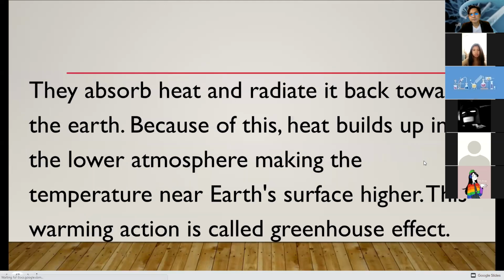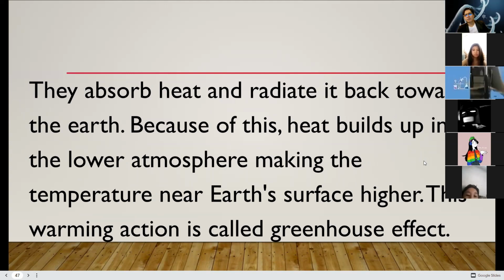Okay? They absorb heat and radiate it back towards the Earth. Because of this, heat builds up in the lower atmosphere, making the temperature near Earth's surface higher. This warming action is called the greenhouse effect. Okay, what is the harmful effect of this greenhouse effect? I'll give you this one. If there is a greenhouse effect, there will be global warming.